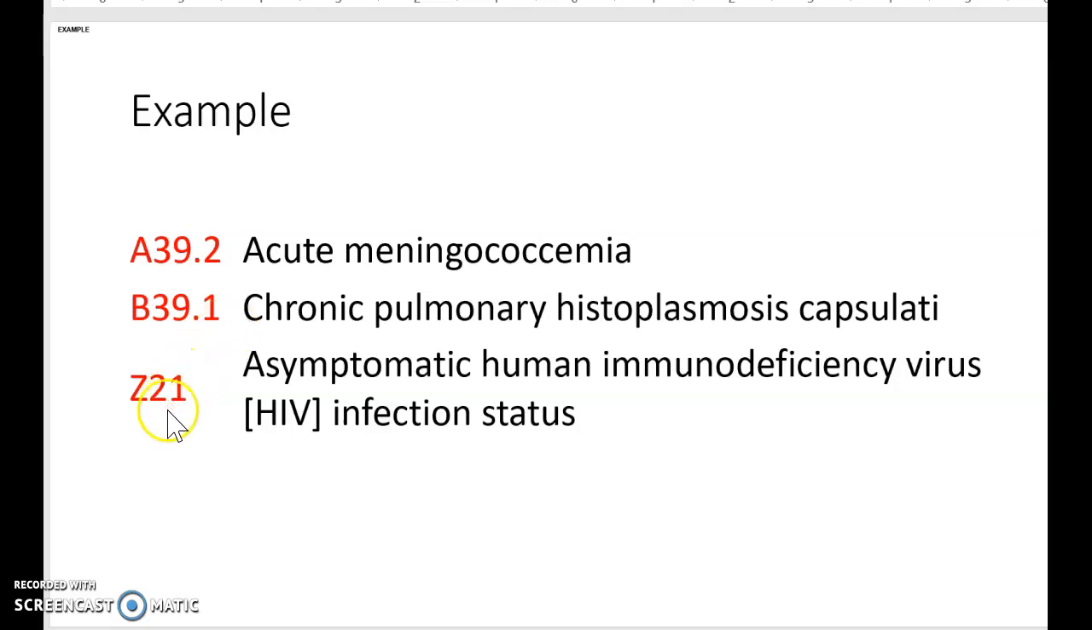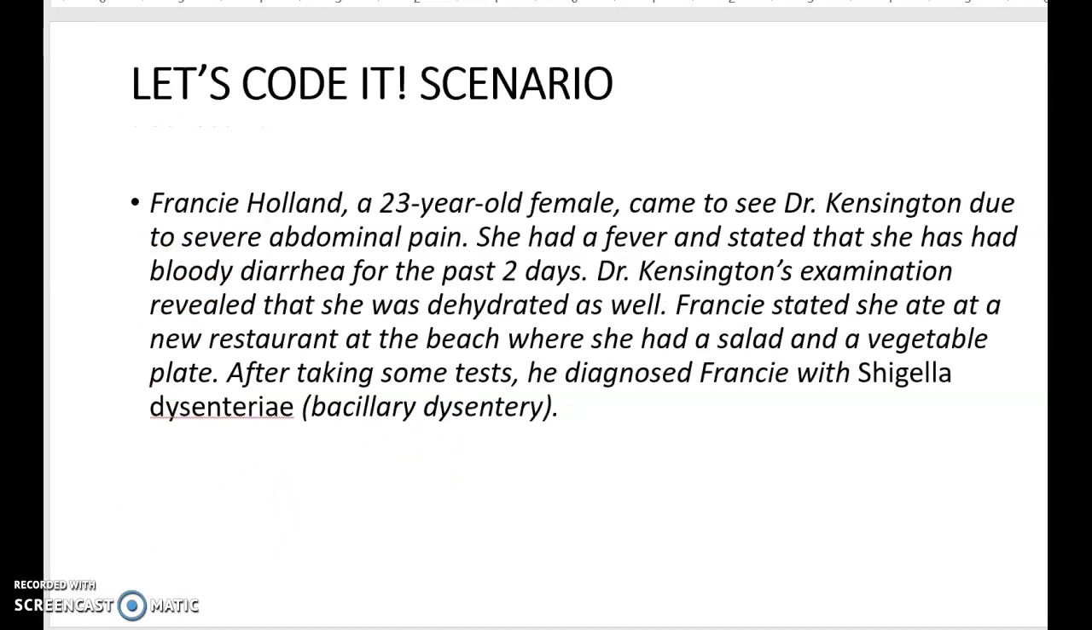And we also have some Z21 codes, which is mostly for something that is asymptomatic. Yes, the person has HIV, but the person is asymptomatic. We can elaborate that later. Okay, so let's code a scenario.